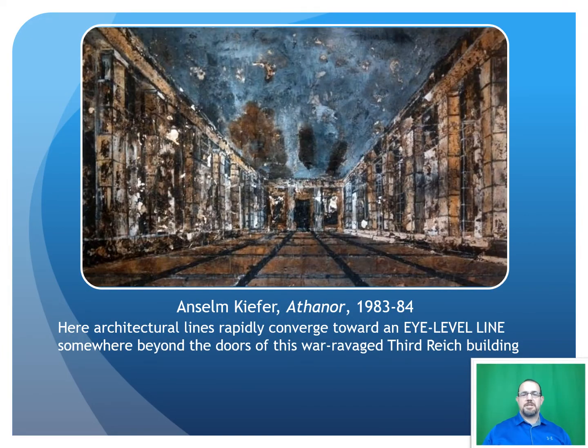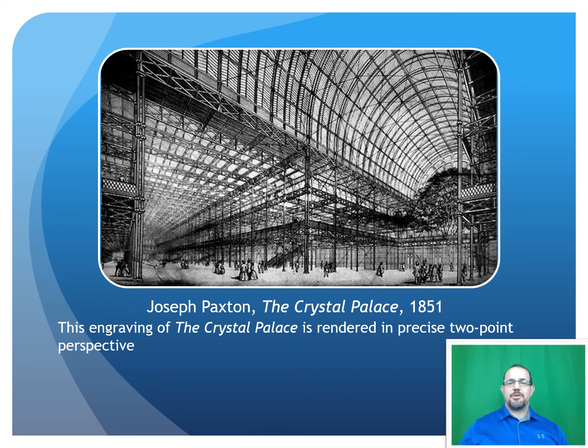In this perspective artwork, you can see architectural lines. They're just rapidly converging towards an eye level line that's somewhere beyond the doors of this building. This engraving of the Crystal Palace is rendered in precise 2-point perspective.